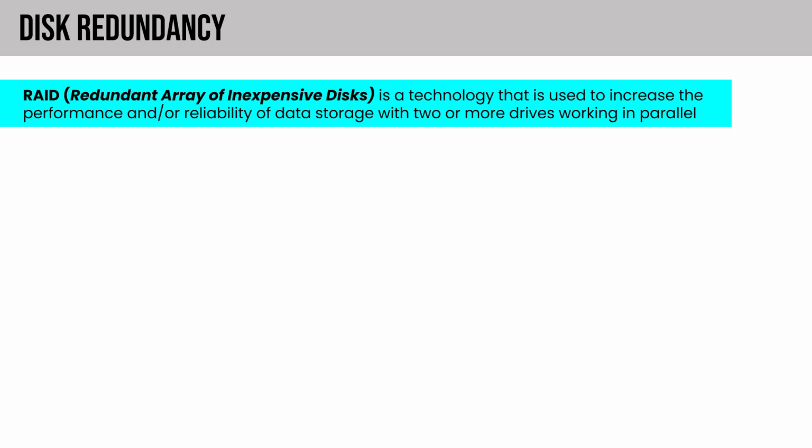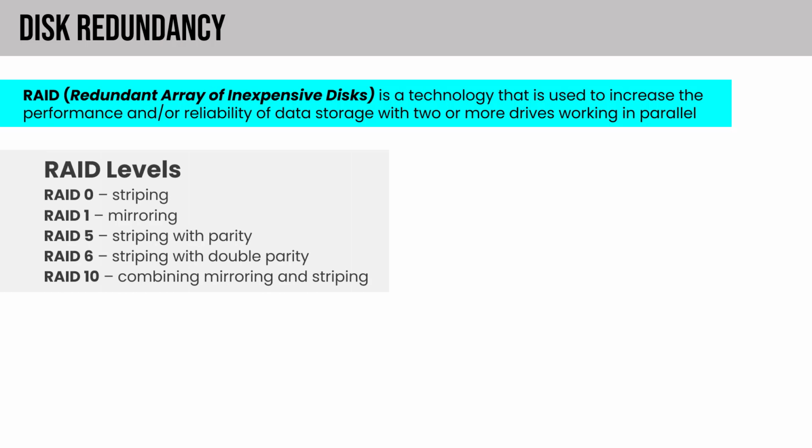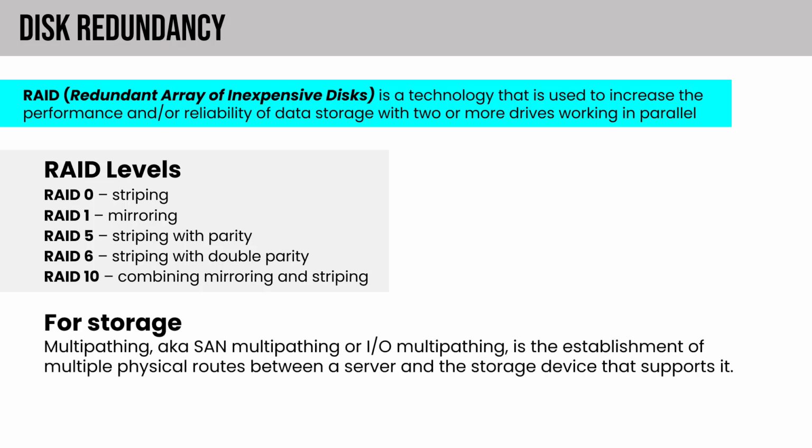If we go back to hardware in a traditional on-premises data center, RAID, redundant array of inexpensive disks, is a technology that's been around a long time and used to increase performance and/or reliability of data storage with 2 or more drives working in parallel. Now there are RAID levels that we see commonly, from RAID 0, which is striping, which doesn't provide resilience, it only improves performance, to mirroring in RAID 1, all the way up to RAID 10, combining mirroring and striping, which was really the top of the mountain in the on-premises data centers I've worked in.